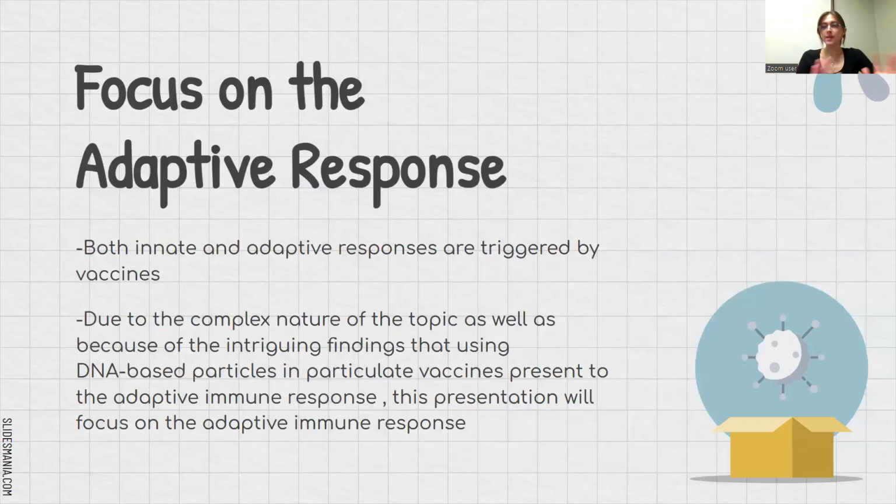Okay, so in this presentation, I'm going to be focusing on the adaptive response, because this topic is super complex and it applies more to the adaptive side, and I think it's a lot more interesting in my opinion. It's also what the journal that I read focused on. Both the innate and adaptive immune responses are triggered in an immune response to a vaccine, but I'll just be focusing on the adaptive.